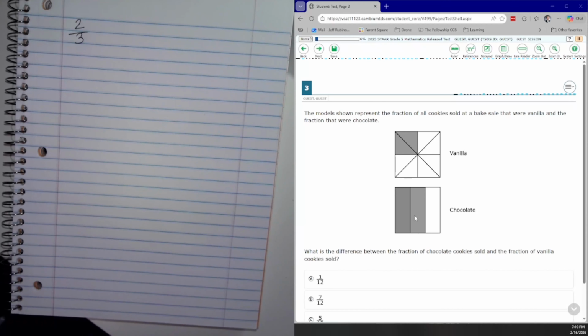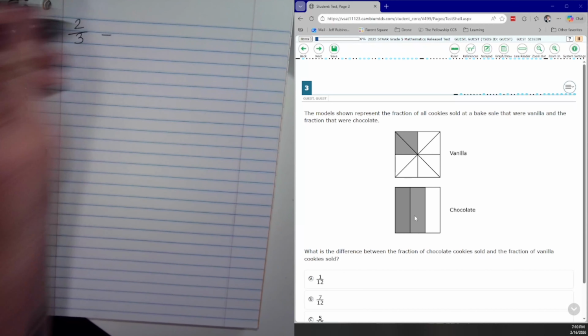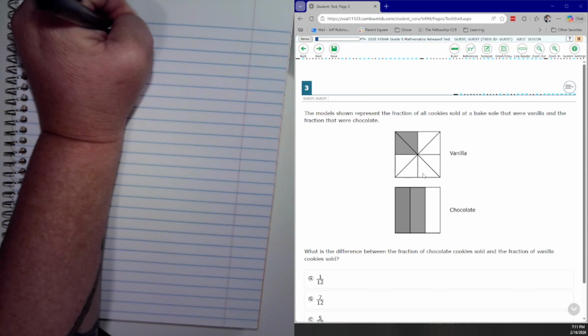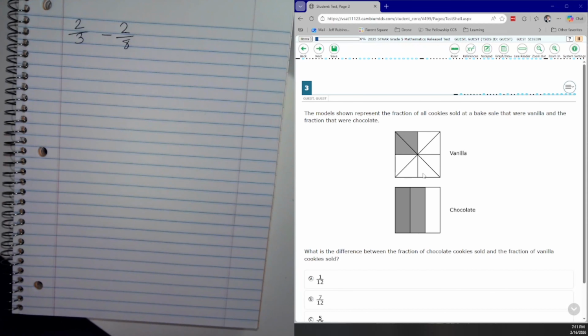And difference means I'm going to subtract. And then we have our vanilla, which is 1, 2, 3, 4, 5, 6, 7, 8, 2/8. So I'm subtracting 2/3 minus 2/8 because I want to know the difference between my chocolate cookies and my vanilla cookies. Okay? Remember, in order to add or subtract, I need to have a common denominator.